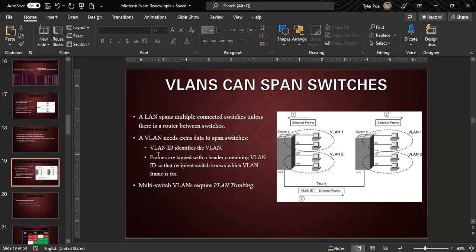Basically, frames are tagged with a header containing the VLAN ID so that the recipient switch knows which VLAN the frame is for. If you look at the picture here, we have a device in the first VLAN sending an Ethernet frame. Before this switch sends the data out, it attaches a VLAN ID, VLAN 1, and sends it through the trunk to the other switch, which then examines the frame, sees that it's from VLAN 1, and sends it to the appropriate destination device. Now, you notice I said trunking. Multi-switch VLANs require VLAN trunking.